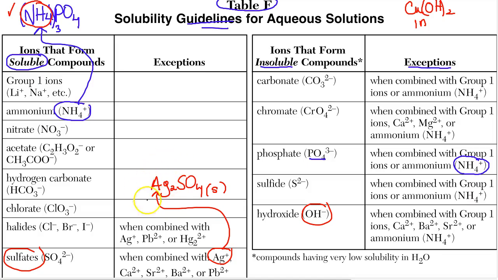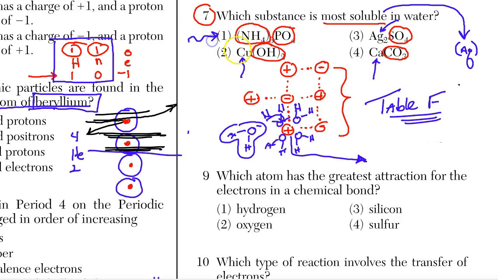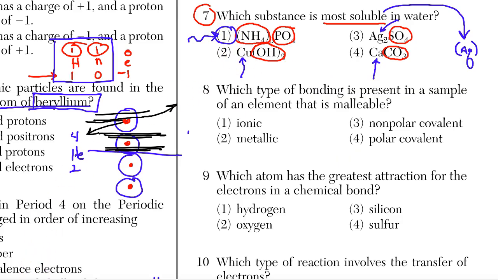Water cannot compete with these ions in the crystal. And the last one is calcium carbonate. Well, look at carbonates. These are insoluble. Is calcium an exception? The answer is no, so therefore calcium carbonate is insoluble. So therefore, the one that is the most soluble is the one that shows us solubility, and that's why ammonium phosphate is the answer. So number 7 is 1, ammonium phosphate. Okay, and let's go on to number 8.